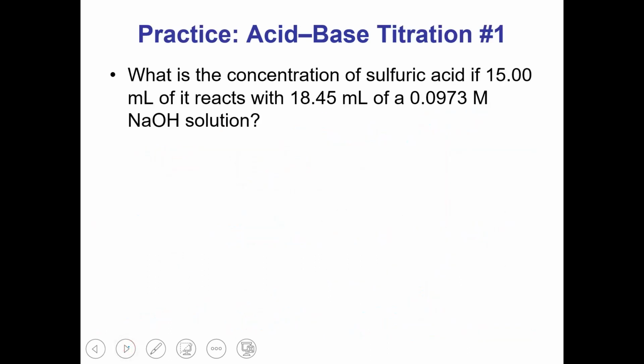So let's try another example. What is the concentration of sulfuric acid if 15 milliliters of it reacts with 18.45 milliliters of a 0.0973 molar sodium hydroxide solution? So we have the reaction for sodium hydroxide and sulfuric acid on the last slide. And we're going to start with the sodium hydroxide because we know the volume and we know the concentration of sodium hydroxide.